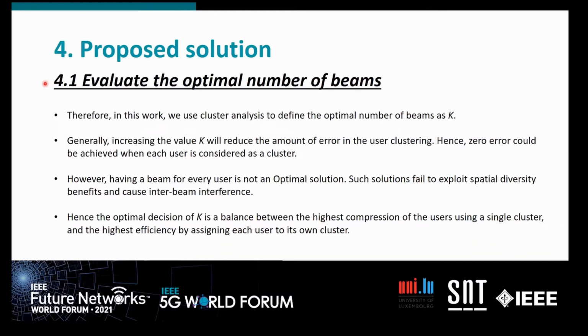Therefore, in this work, we use cluster analysis to define the optimal number of beams as K. Generally, increasing the value of K will reduce the error in the user clustering. Hence, zero error could be achieved when each user is considered as a cluster. However, having a beam for every user is not an optimal solution. Such solutions fail to exploit the spatial diversity benefits and cause inter-beam interference. Hence, the optimal decision of K is a right balance between the highest compression of the users using a single cluster and the highest efficiency by assigning each user to its own cluster.